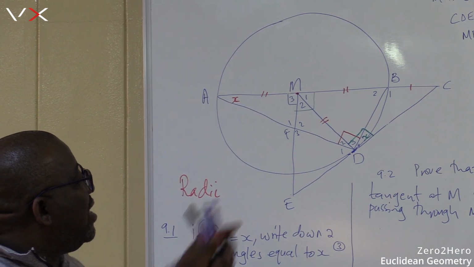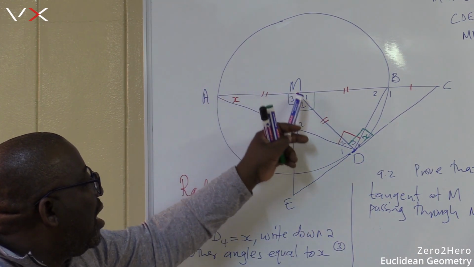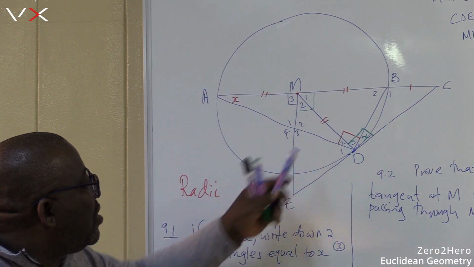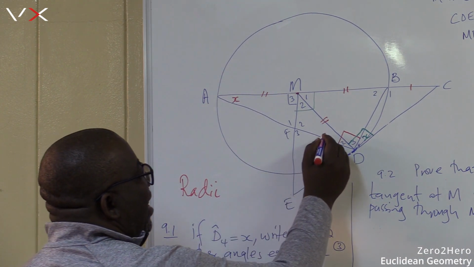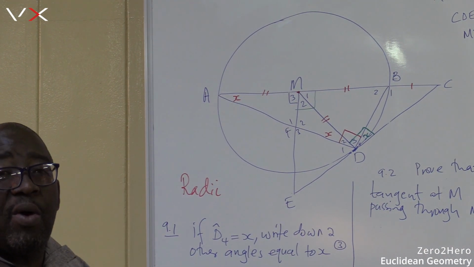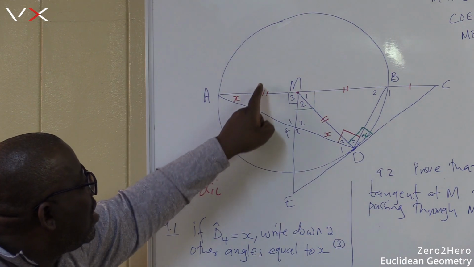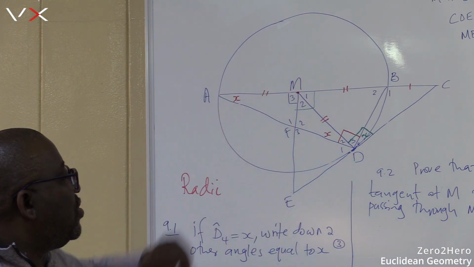So if these two lines are equal in this isosceles triangle, therefore this angle will be equal to this one. We found a second angle equal to x. Reason: angles opposite equal sides are equal. So x will be equal to x.